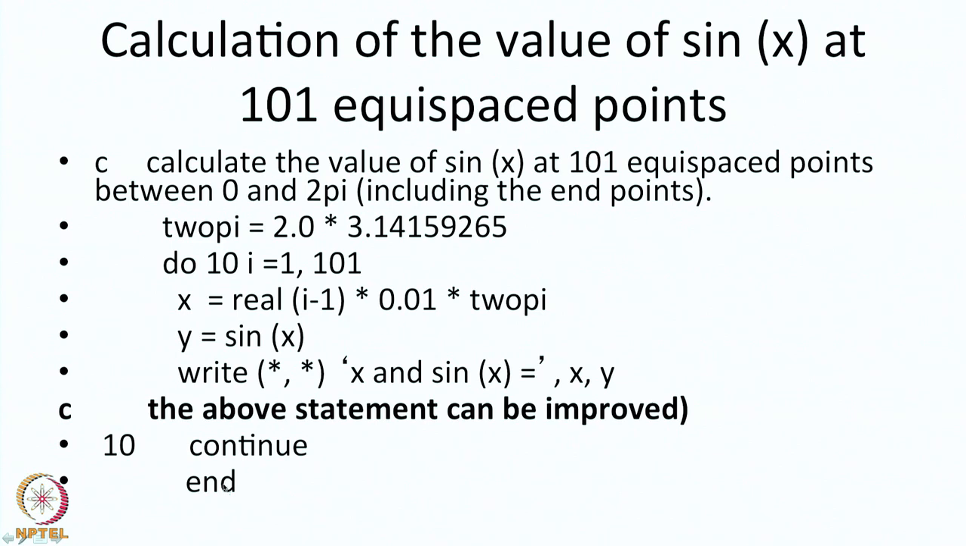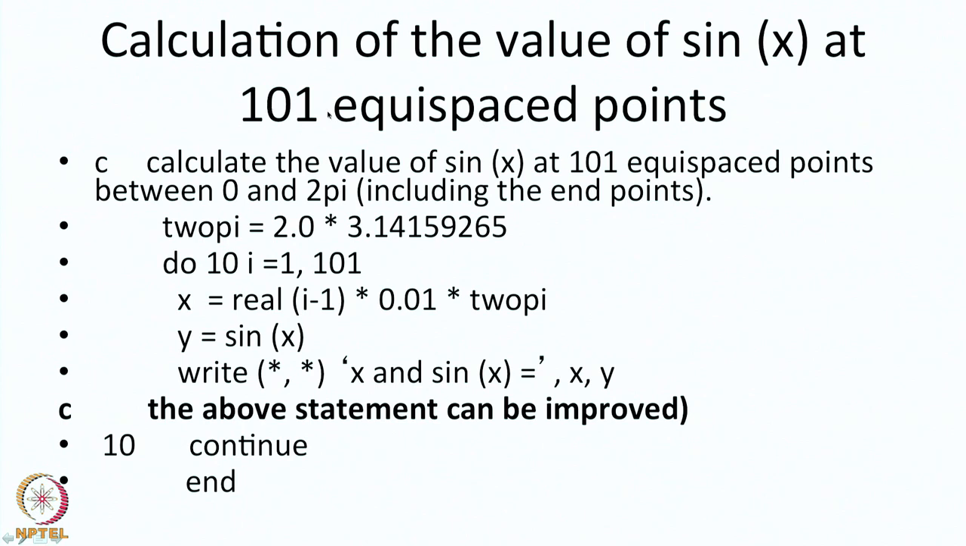So, what will be written on your screen? These 101 values of x and y. Again, let us go back to what is this star comma star. Star comma star means write something on the screen. Okay. So, this is a simple program to calculate the value of your sine function at 101 equidistant points.